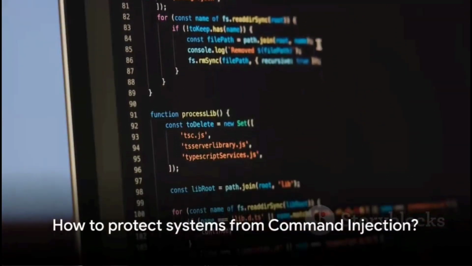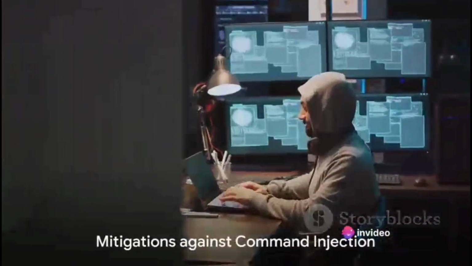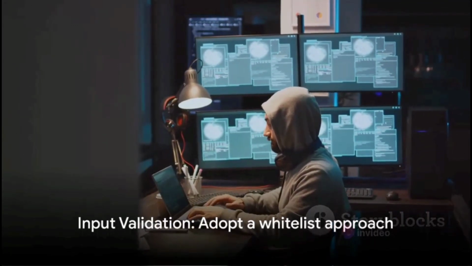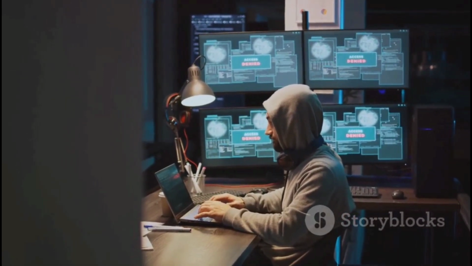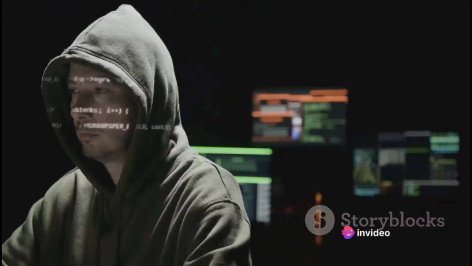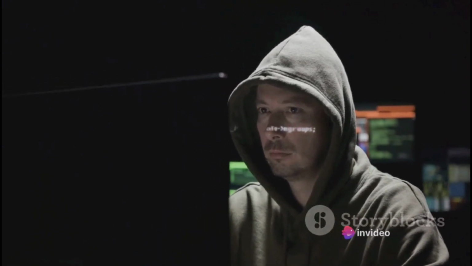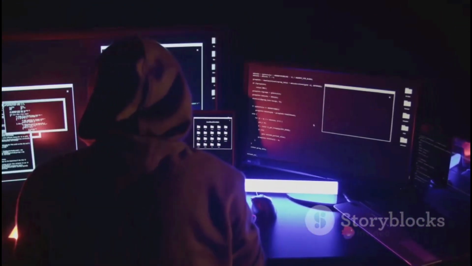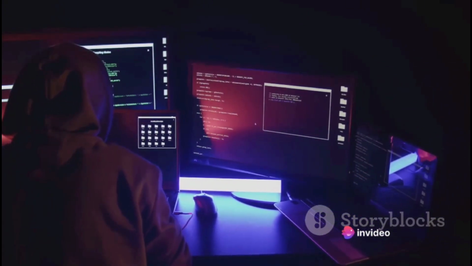Now that we know what command injection is, it's time to learn how we can protect our systems from it. The question now is, how can we prevent command injection attacks? First off, let's talk about input validation. This is a fundamental technique that involves checking the data provided by a user to ensure it's safe before it's processed. To do this effectively, we need to adopt a whitelist approach, where we only allow specific, known safe inputs. For instance, if a field is supposed to receive a date, then anything that isn't in the correct date format should be rejected. This way, we can block unexpected and potentially malicious inputs.